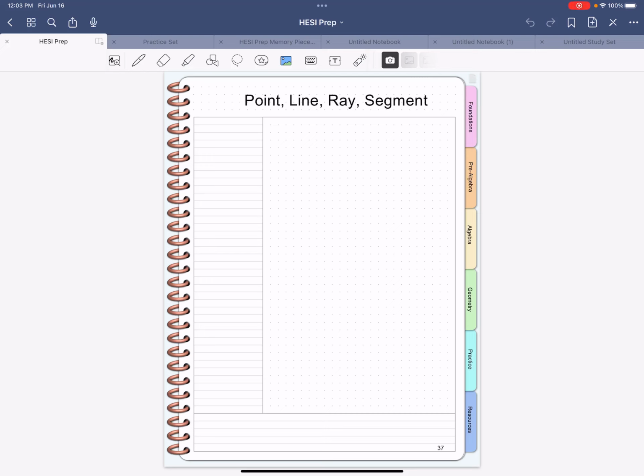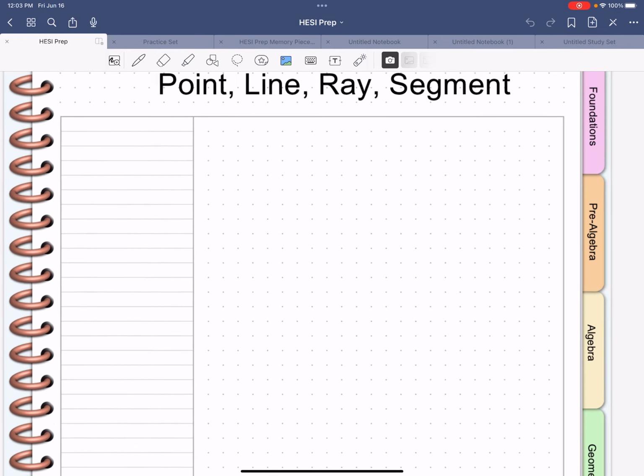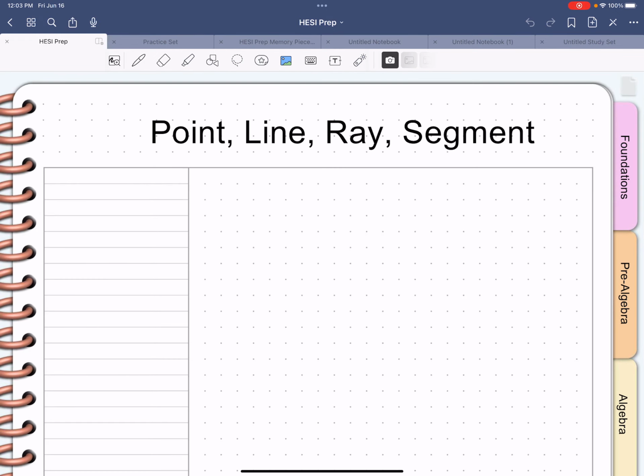This is page 37, and we're dealing with some vocabulary in geometry. A lot of geometry is vocabulary. You have to really understand the terminology to be able to understand the question sometimes in a geometry book. So I want to make sure that we cover these key terms. And the first one is point.